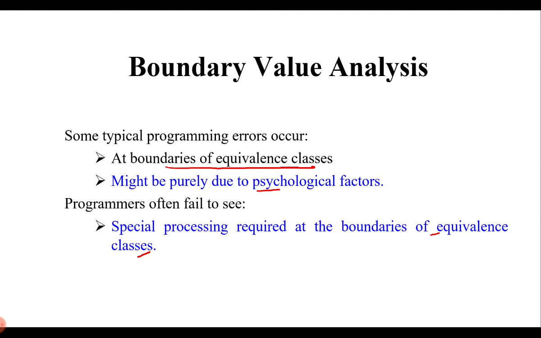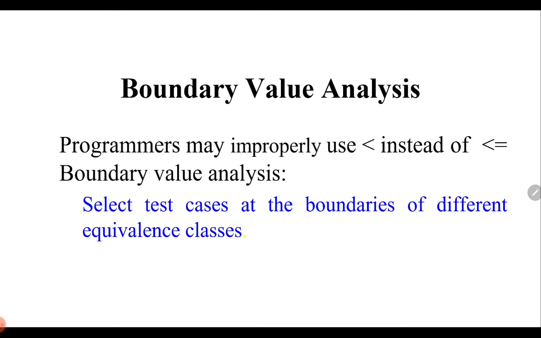Like when we saw the previous example, we have the boundary values as 1 and 5000 respectively. So it depends upon the psychological factor or decision making of the programmer whether to include both the lower and the upper limit or to exclude them. However, both of them shall definitely have their own significance of representation. So we have to check for the boundary values as well, and these boundary values need to be analyzed. Programmers may improperly use less than instead of less than or equal to in boundary value analysis.